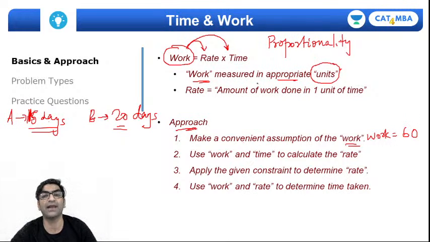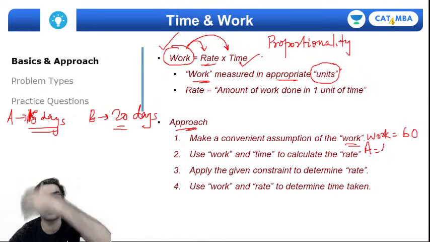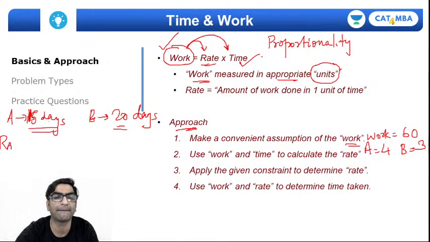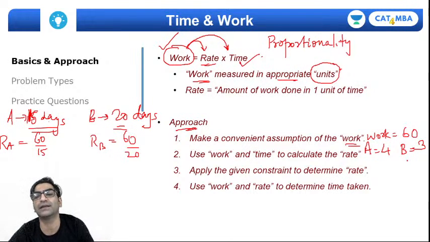Now that you know the work, and the problem already gave you time, you can calculate rates. So how do you calculate rate? Work upon time. A's rate will be 60 upon 15, that's 4. B's rate will be 60 upon 20, that's 3. So we get 4 and 3 units per day respectively.